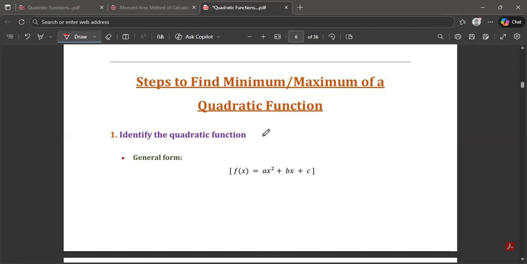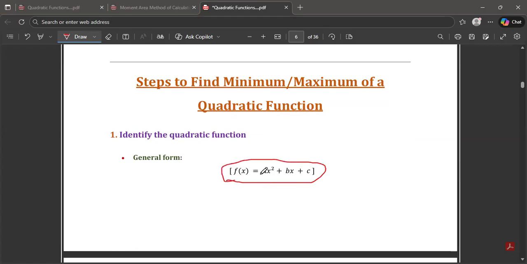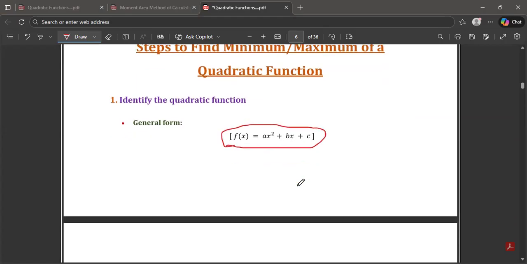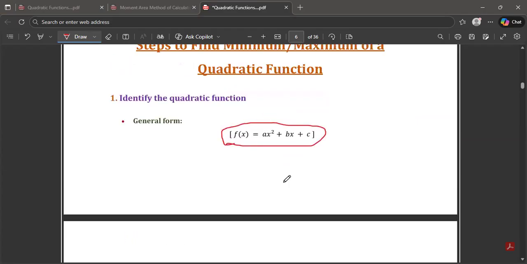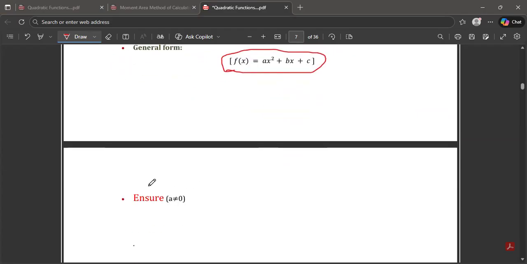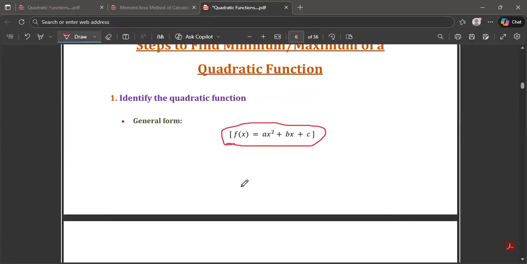What is the first step saying? Identify the quadratic function. So after you are done identifying that this is in the form of ax² plus bx plus c, what is the next thing you're supposed to do? You're supposed to ensure that a is never equal to 0, as if a is equal to 0, it's going to make your function become linear. And if it's linear, you can't solve it in terms of quadratic.